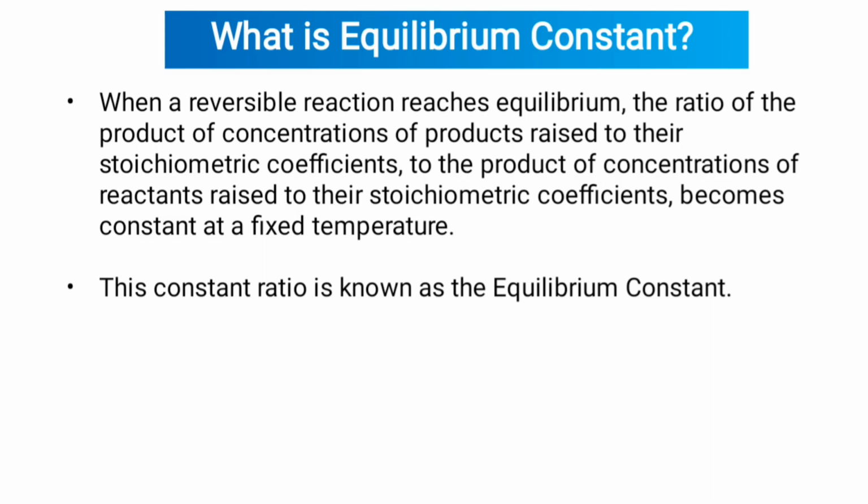Now, what is equilibrium constant? My dear student, when a reversible reaction reaches equilibrium, the ratio of the product of concentrations of products raised to their stoichiometric coefficient to the product of concentrations of reactants raised to their stoichiometric coefficient becomes constant at a fixed temperature. This constant ratio is known as the equilibrium constant.